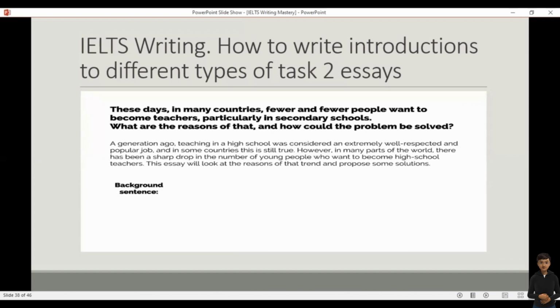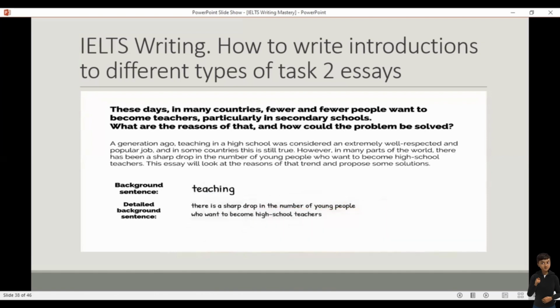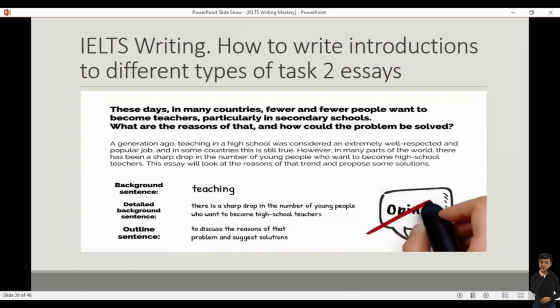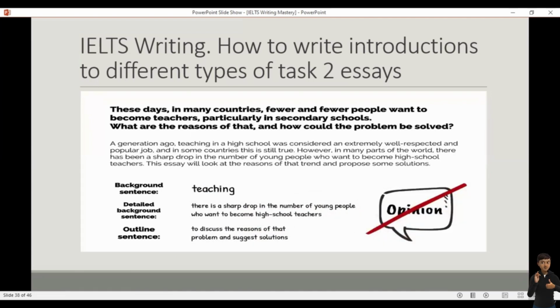As you can see, the background sentence relates to the topic, which is teaching. And then, in the detailed background sentence, the writer introduces the problem, stating that there is a sharp drop in the number of young people who want to become high school teachers. Finally, in the outline sentence, he has stated the purpose of the essay, which is to discuss the reasons of that problem and suggest solutions. Remember, in a reason solution essay, you don't have to give your opinion because the task doesn't ask you to do it.